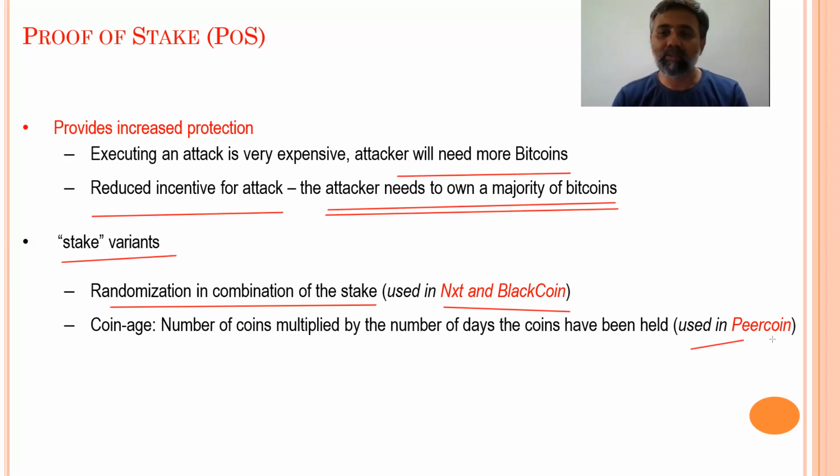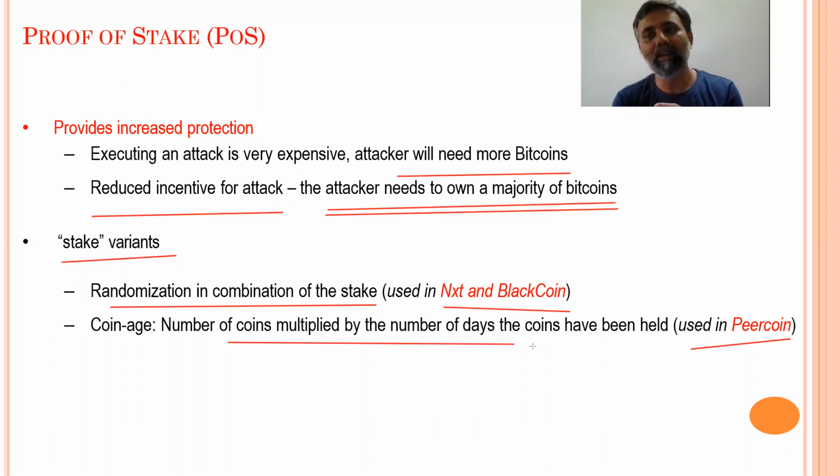Another variant we have is in Peercoin, and here the number of coins is multiplied by the number of days the coins have been held. The basic advantage of this idea is, suppose someone wants to attack a network, then he may purchase some Bitcoin, perform the attack, and then he may expend all those Bitcoins.